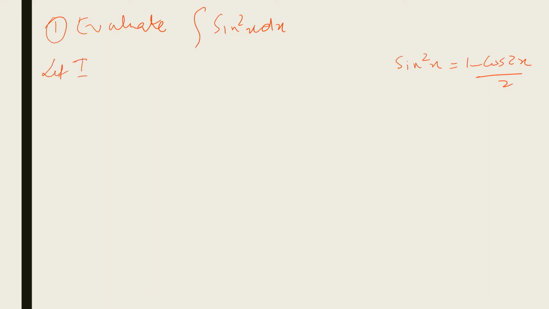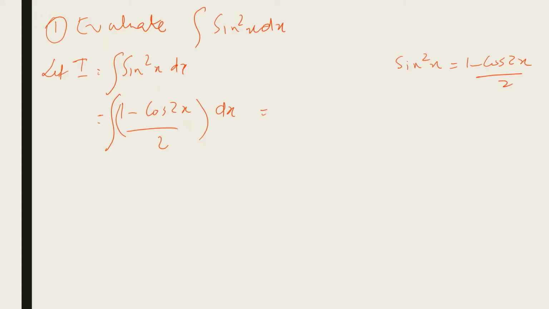So the first question is: evaluate the integral of sin²x dx. We have to recollect the formula we studied in the 11th grade, that is sin²x is equal to (1 minus cos 2x) by 2. So we can apply it over here. Let I equal the integral of sin²x dx, and instead of sin²x we can write (1 minus cos 2x) by 2, integral dx.